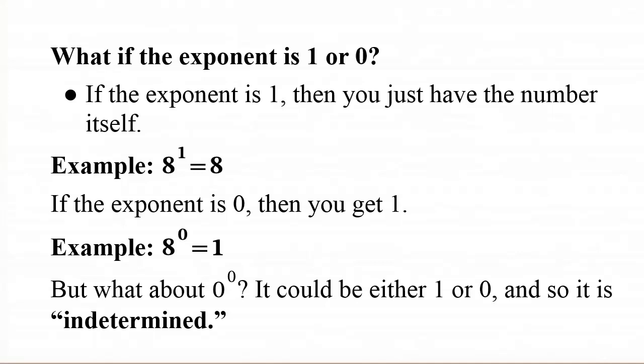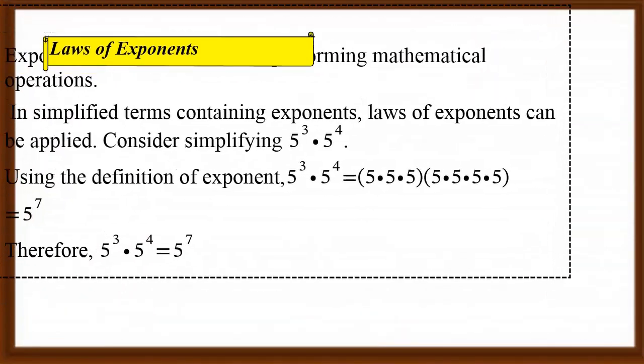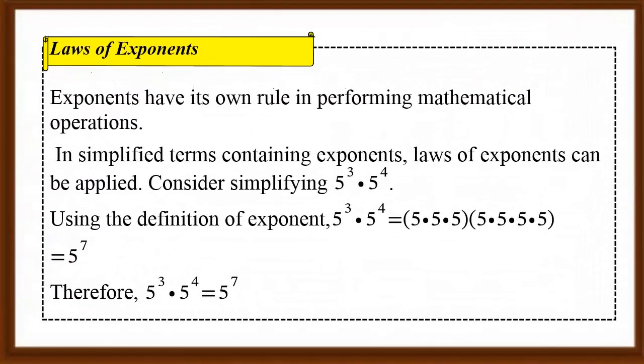But what about 0 raised to 0? It could be either 1 or 0. So, it is indeterminate. Law of exponent. Exponent has its own rule in performing mathematical operation. In simplifying terms containing exponent, law of exponent can be applied.